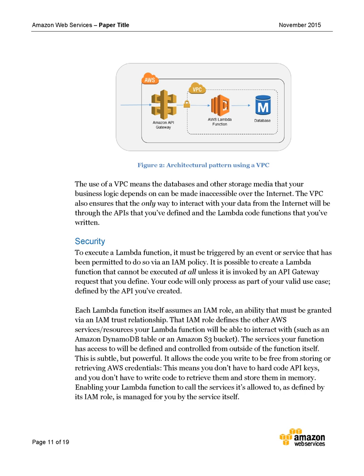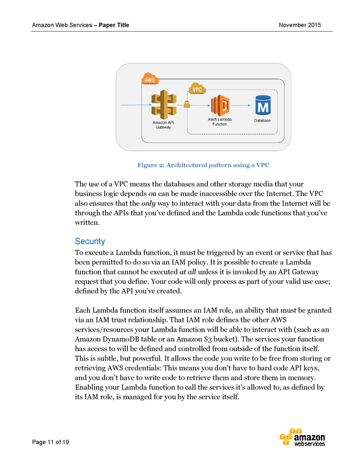Each Lambda function itself assumes an IAM role, an ability that must be granted via an IAM trust relationship. That IAM role defines the other AWS services/resources your Lambda function will be able to interact with, such as an Amazon DynamoDB table or an Amazon S3 bucket. The services your function has access to will be defined and controlled from outside of the function itself. This is subtle, but powerful.